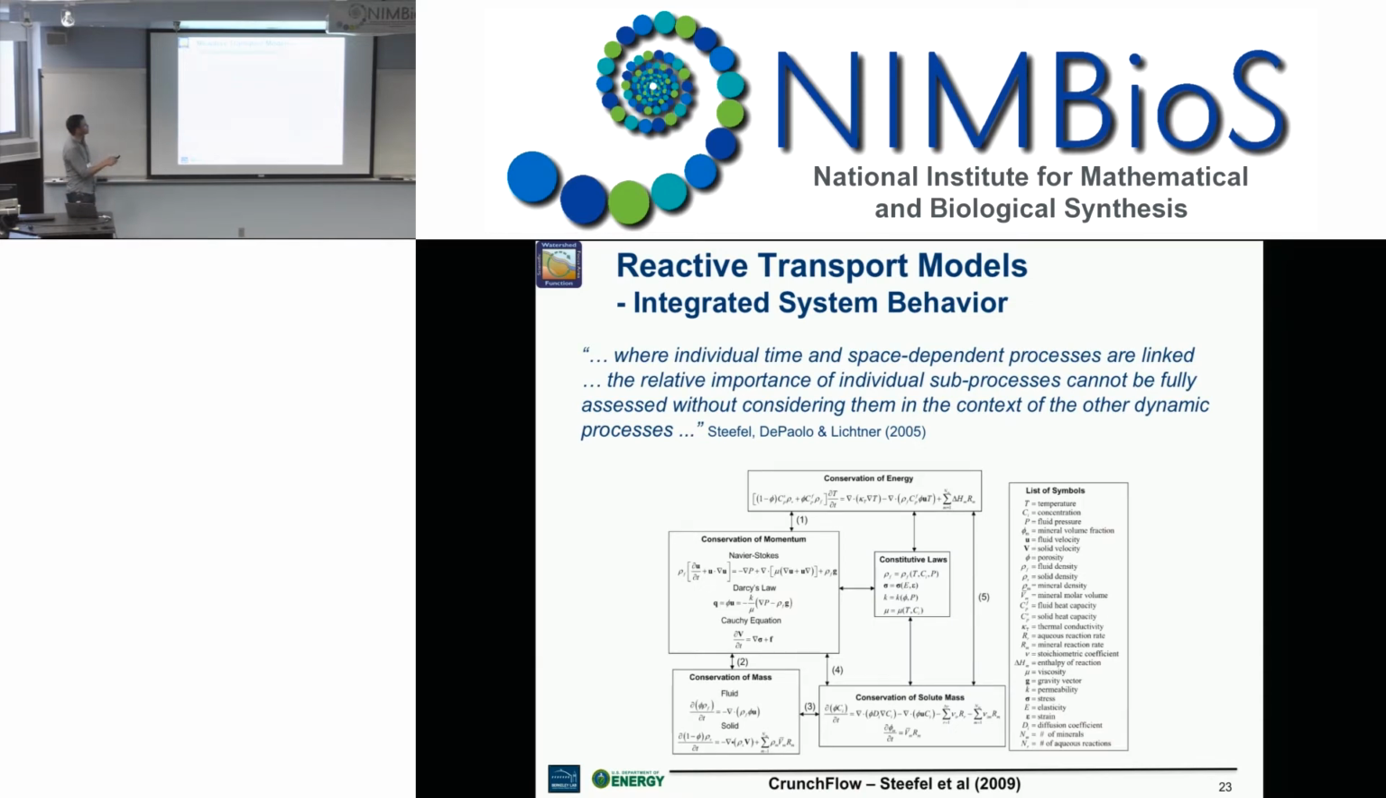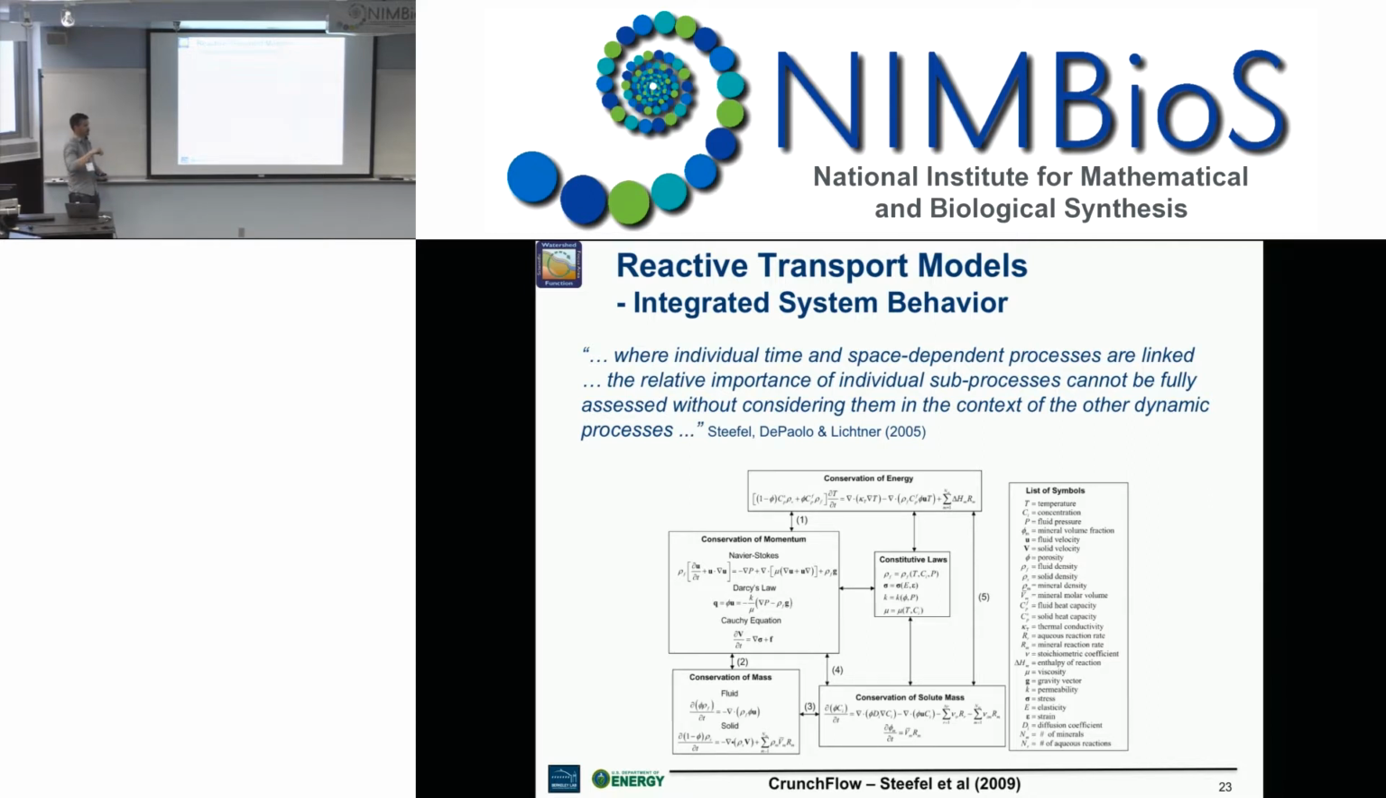Okay. The reason we are attracted to reactive transport models, and this is a nice quote from Carl Steefel, is where individual time and space-dependent processes are linked. The relative importance of individual sub-processes cannot be fully assessed without considering them in the context of other dynamic processes. So when we build a trait-based model for nitrogen cycling, those organisms are interacting with the carbon cycle, with phosphorus cycle, sulfur cycle, with metal cycles, etc. It gets very complicated pretty quickly.